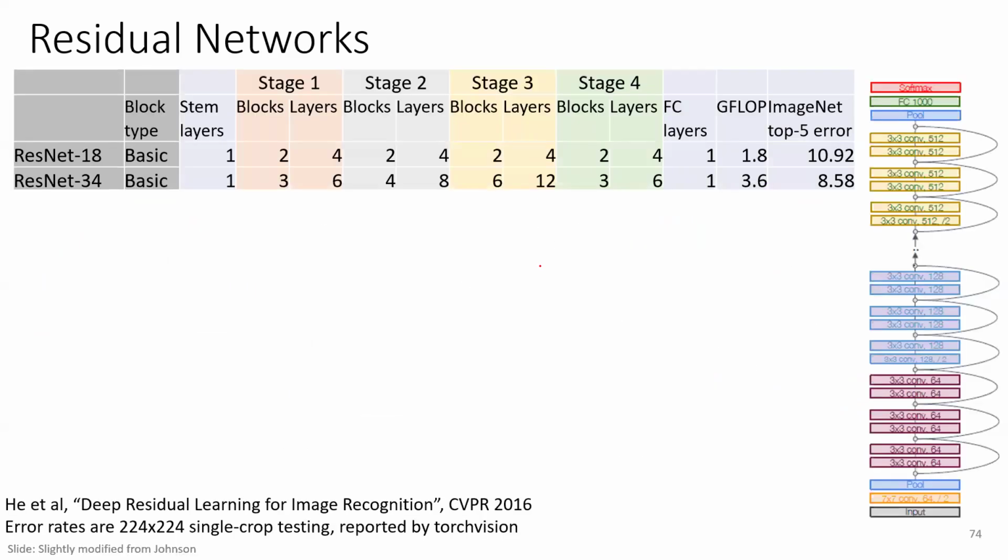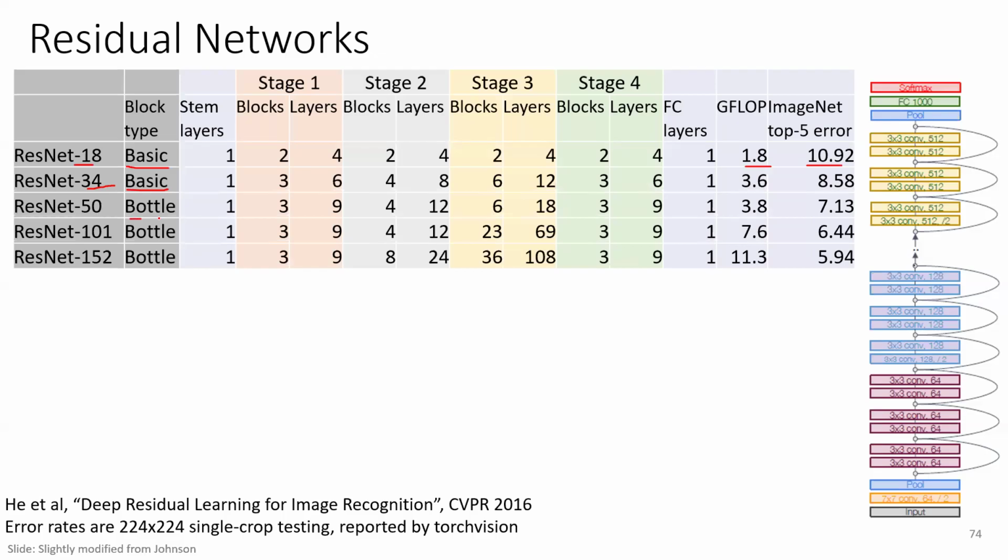Yes. So for the residual networks also, here are the GFLOPs and top 5 error and so on. ResNet 18 block type is basic. ResNet 34 block type is basic. But after that, you can see they are using the bottleneck blocks. ResNet 152 means 152 layers are there. So these are still very popular networks. Especially people use ResNet 50 a lot.